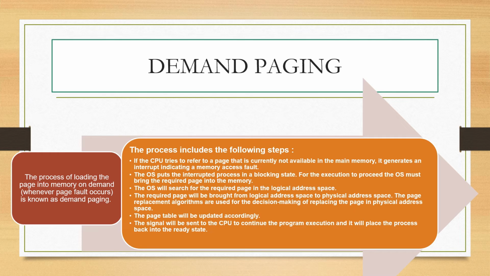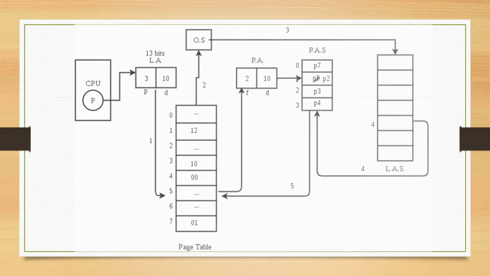The page replacement algorithms are used for the decision making of replacing the page in physical address space. The page table will be updated accordingly. The signal will be sent to the CPU to continue the program execution, and it will place the process back into the ready state. Moving ahead is the overview of page replacement.